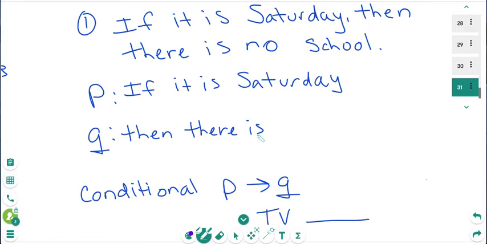then there is no school. So we're going to look at the conditional statement and we're going to ask ourselves, what is the truth value of this statement? Is it true that if it is Saturday, there is no school? In this case, the truth value is true. If it's Saturday, there's not going to be school.